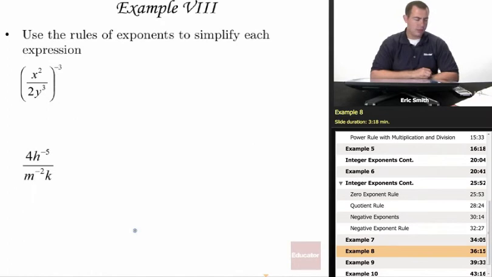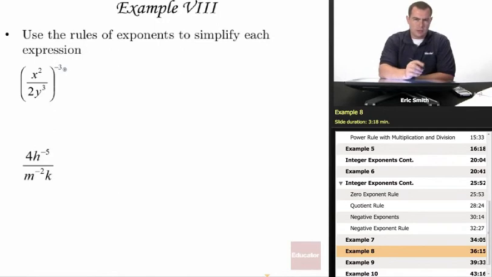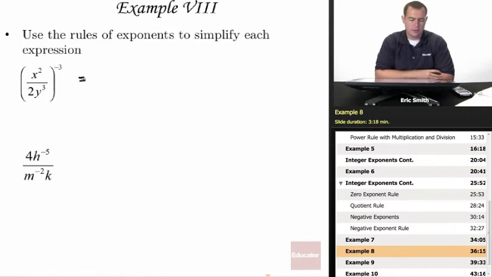All right, let's see if we can combine many more of our rules together and simplify each of these expressions. We got lots of rules to keep track of, so we'll just do this carefully, bit by bit. All right, in this first one, I have x squared all over 2y to the third, and all of that is being raised to the negative 3 power. One of the biggest features I can see here is probably that fraction.